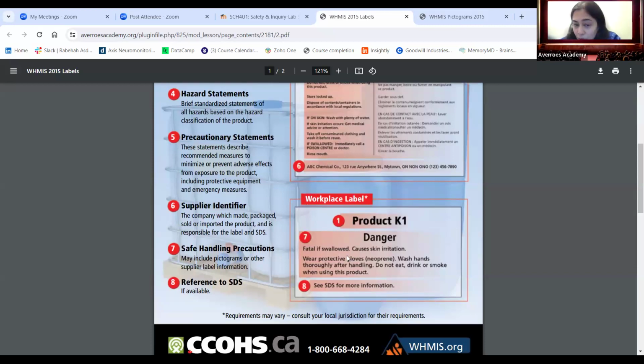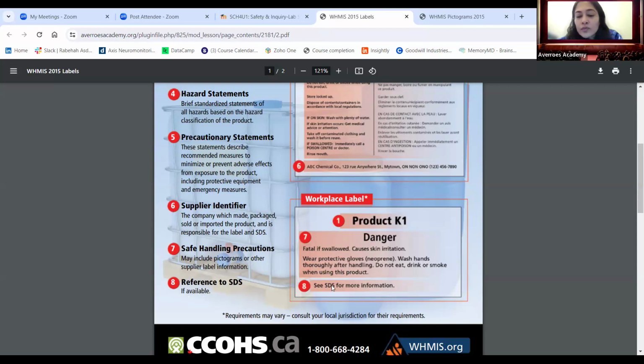And then we have workplace label. You know, you have to be warned, right? You have to make sure that you're safe in the workplace. And then we have, of course, number 1, which is the product. Let's say chlorine, right? We were thinking chlorine. And then safe handling precautions, number 7, which is in the danger category. So safe handling precautions like fatal if swallowed, it causes skin irritation. And it also may include pictograms or other supplier label information. So we have wear protective gloves, wash hands thoroughly after handling, do not eat, drink, or smoke when using this product, okay? And then we have reference to SDS, if available.